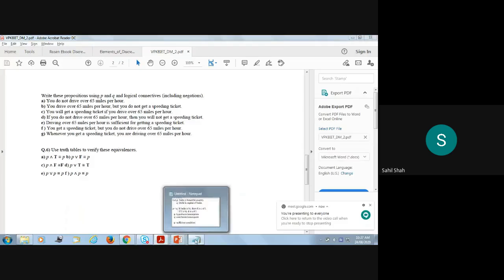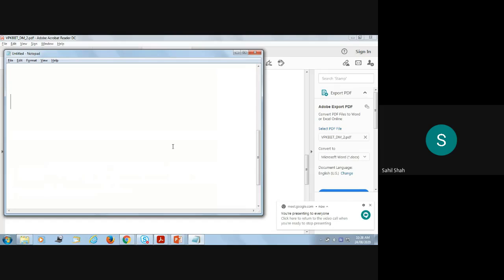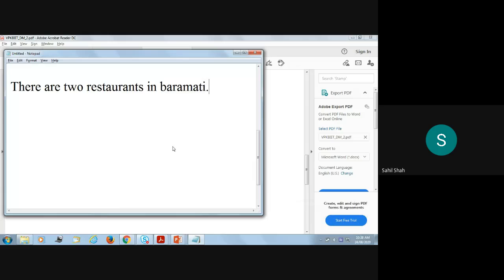Now I have one small exercise for you. Based on this, you are going to tell me how I should do this. There are two restaurants in Bharat. One has a sign: go for, is not cheap. The other has a sign.